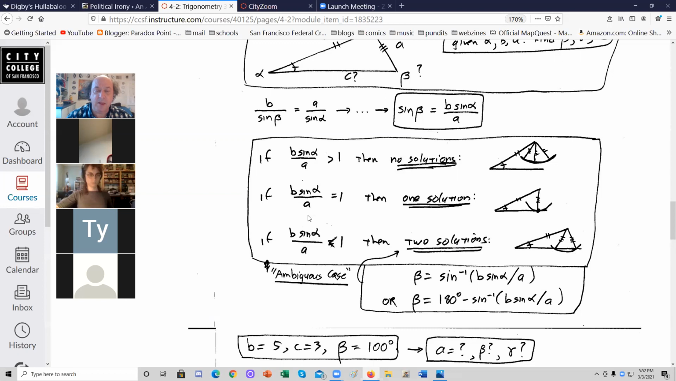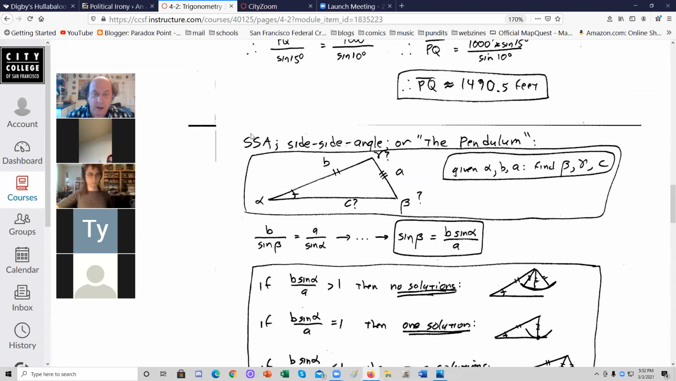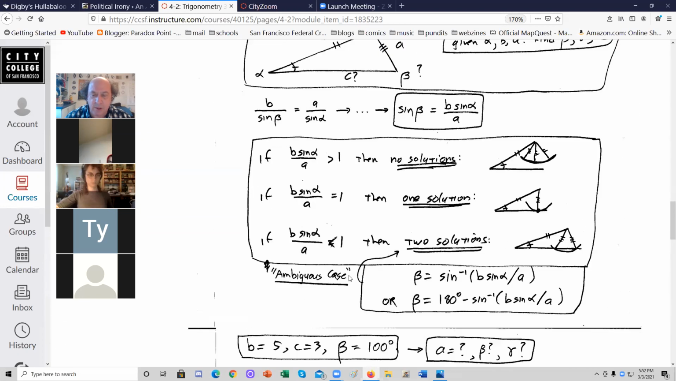Therefore, this problem, side-side-angle, is also called the ambiguous case, because beta could be arc sine of B sine alpha over A for this sharp angle, or it could be its supplement, 180 degrees minus arc sine of B sine alpha over A. So this solution or this solution.